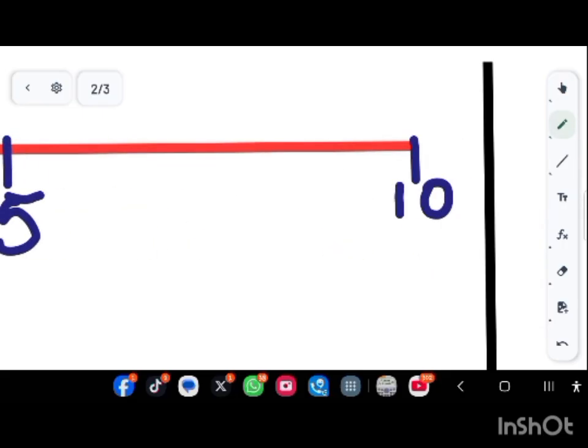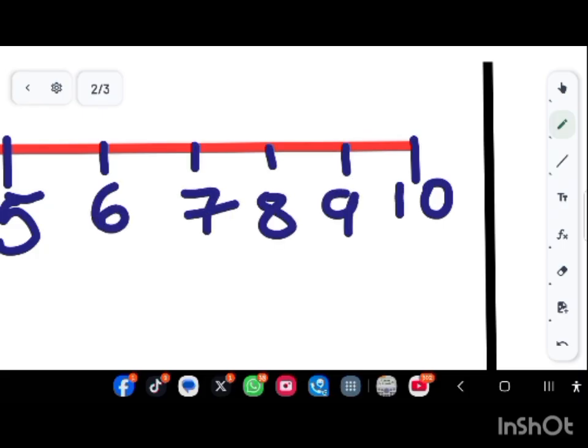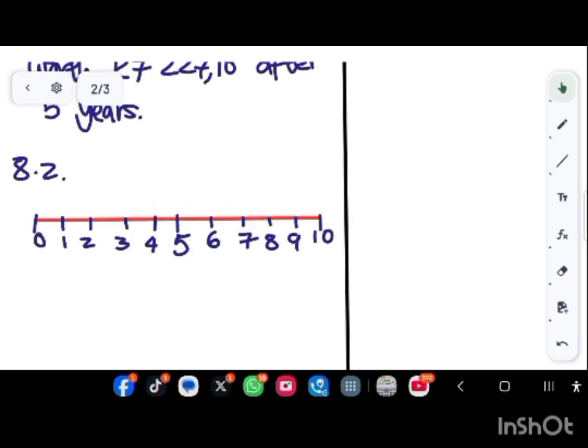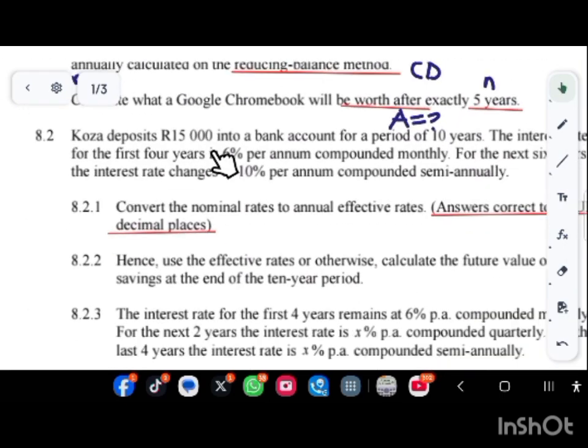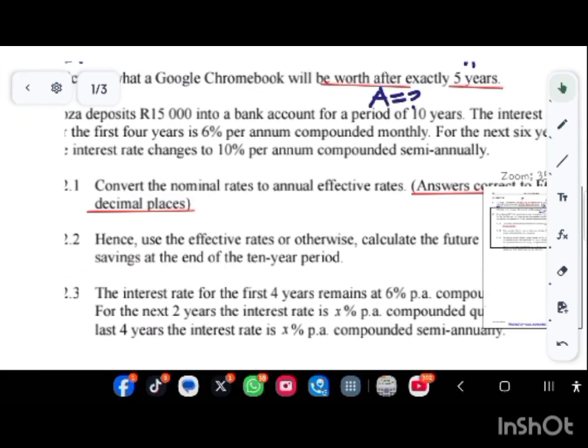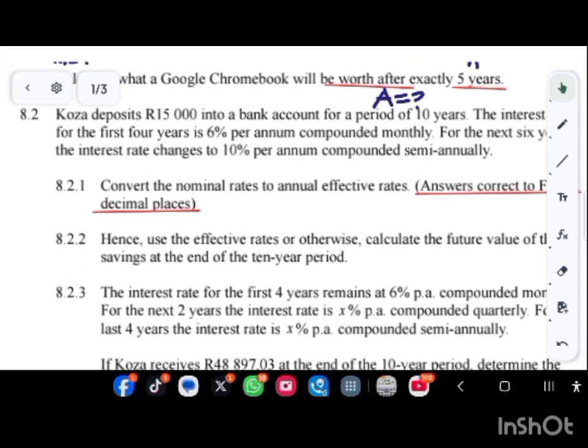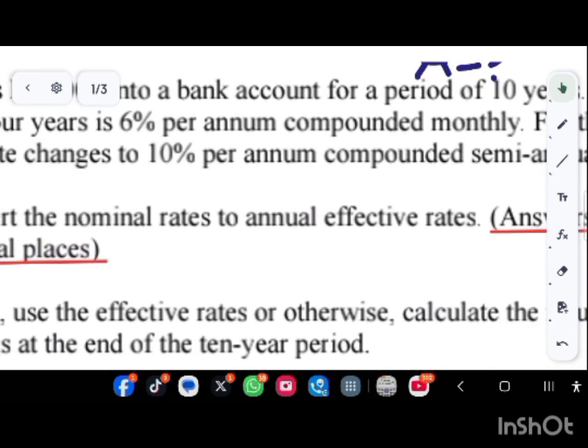And then over here also 1, 2, 3, 4, 6, 7, 8, 9. All right, according to the question, we are told this is what happens. He deposits this amount of 15,000 rand into a bank account for a period of 10 years. The interest rate in the first 4 years is 6% per annum, compounded monthly.